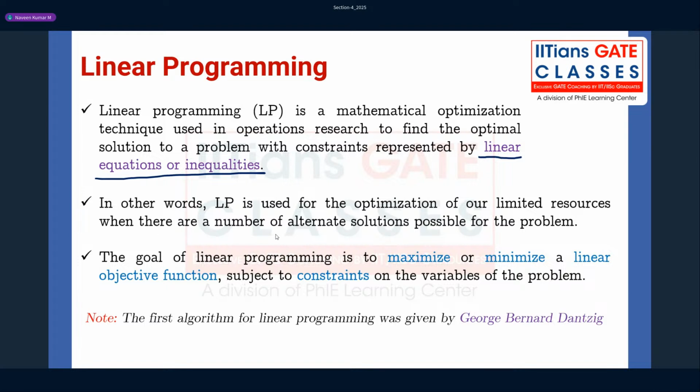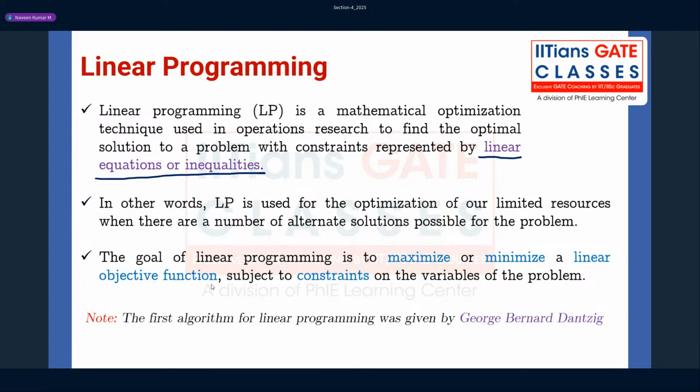This is used when there are a number of alternate possible solutions for the problem. So sometimes you have some alternate possible solutions. What do you choose? Based on your domain knowledge, based on the current situation, you will be able to choose that, right? The goal of linear programming is to maximize the profit or minimize the loss. That is the meaning, right? Maximize or minimize a linear objective function.